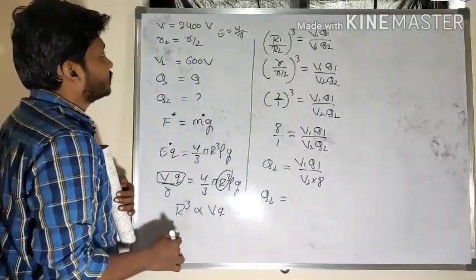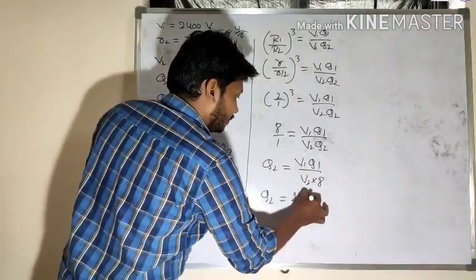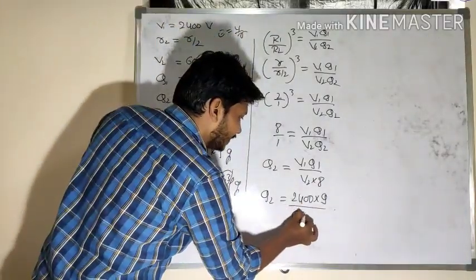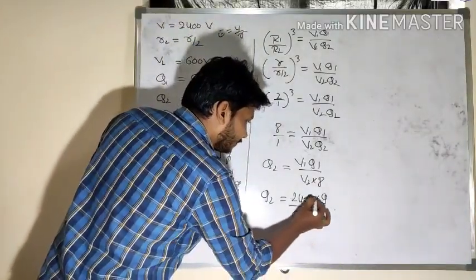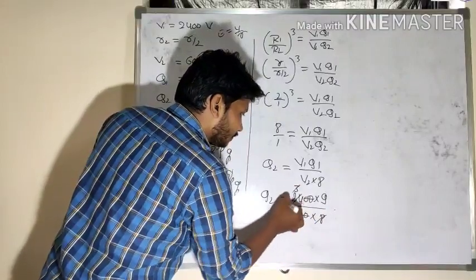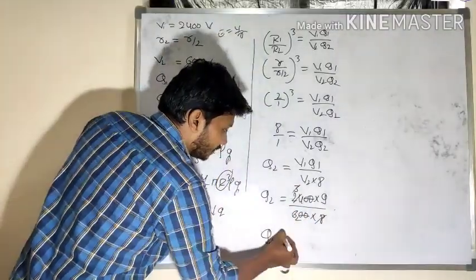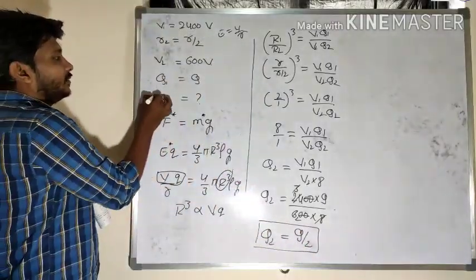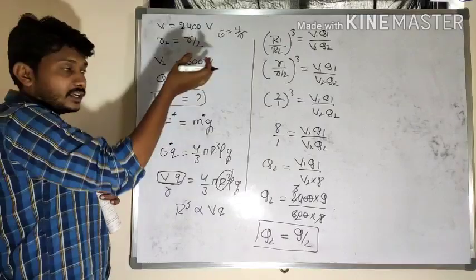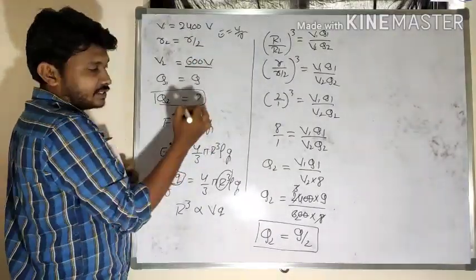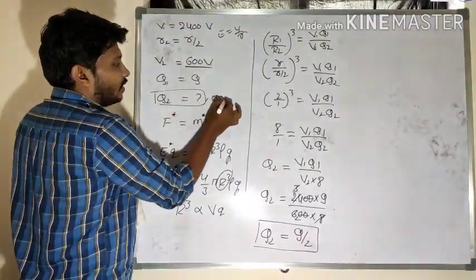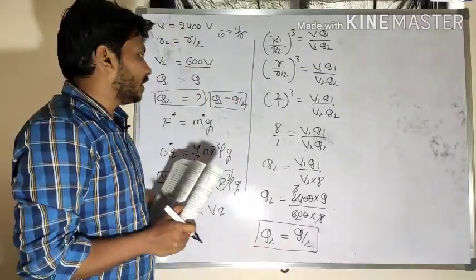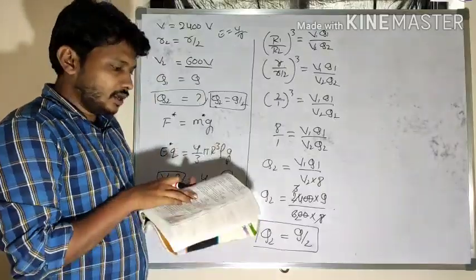V1 value is how much? 2400 into Q divided by V2 value, 600 into 8. So Q2 is equal to Q by 2. What should be the magnitude of the second charge to be held stationary at a potential difference of 600 volt? That Q2 value must be half of the initial charge value. So Q2 is equal to Q by 2.